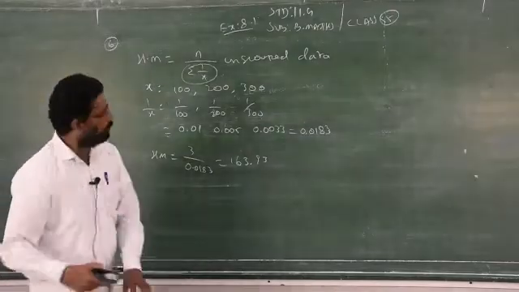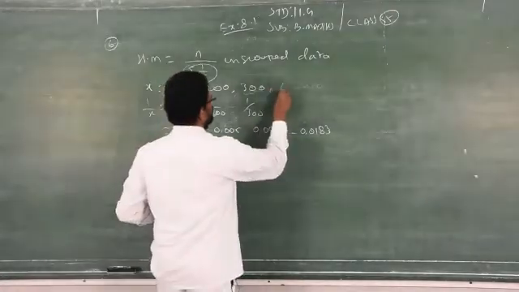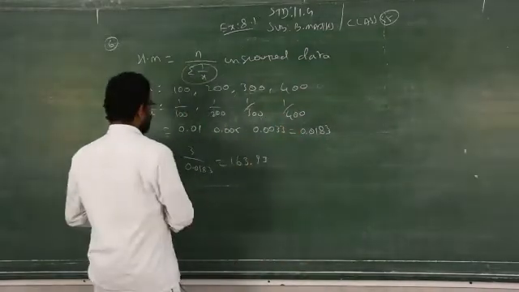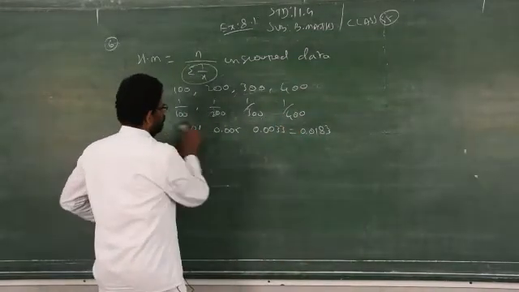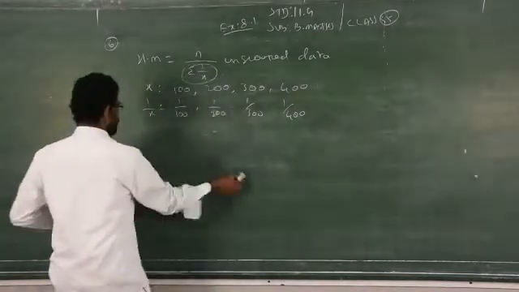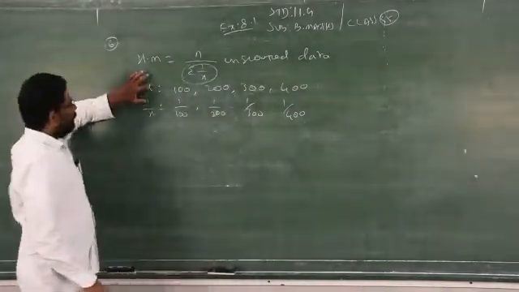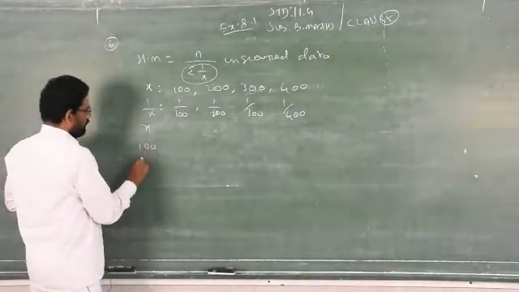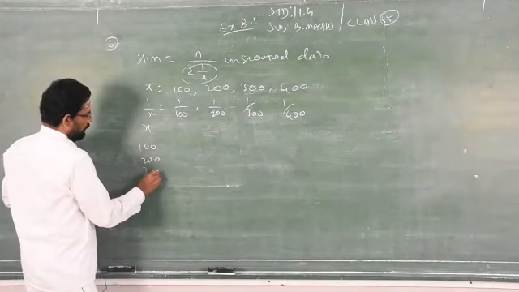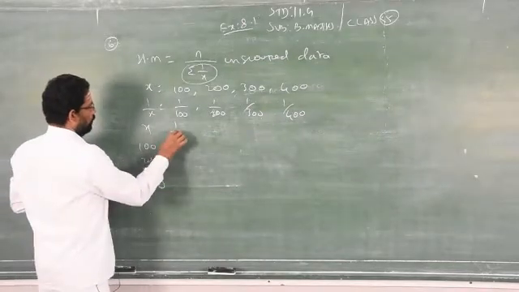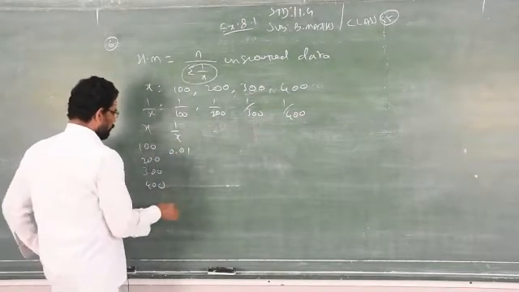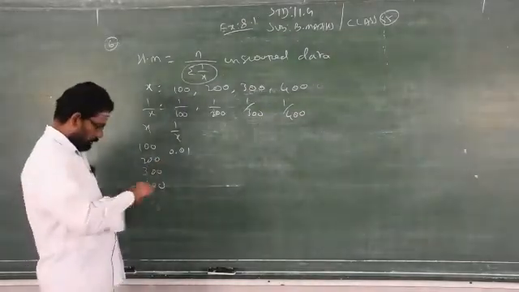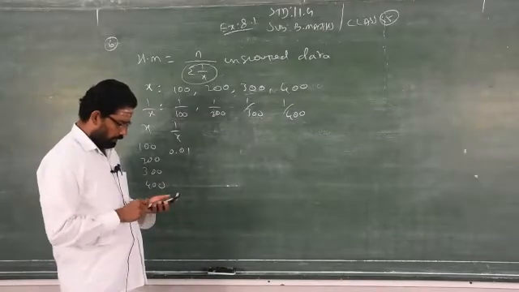How many data? Oh, one more data is given. So I missed it: 400. That is 1 by 400. One by x. So these steps are not necessary. Just write the data like 100, 200, 300, 400, and 1 by x, that is 0.01. Then what about this 200? You will see using the calculator.